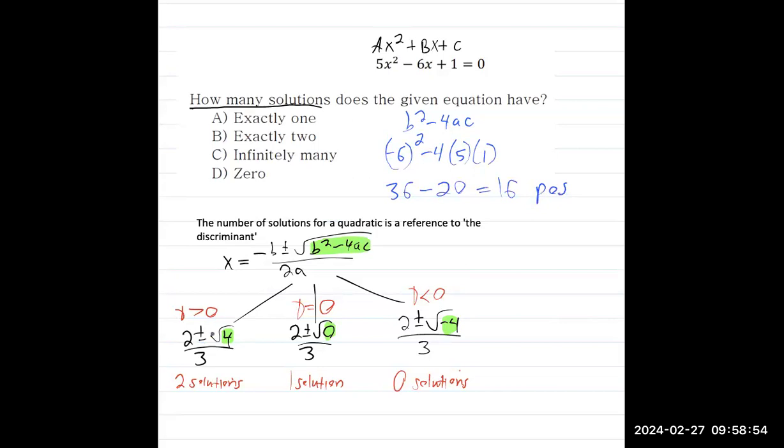It's a positive number, and we already said that for a positive discriminant, you'll have 2 solutions, and that's why the answer here is B.